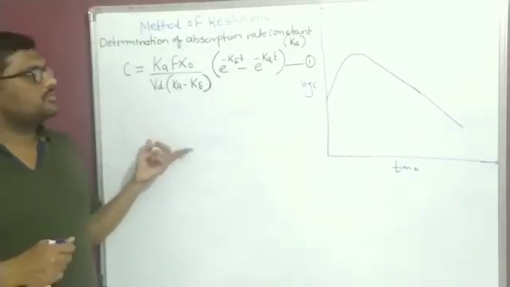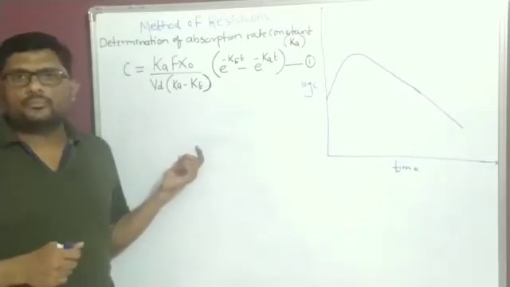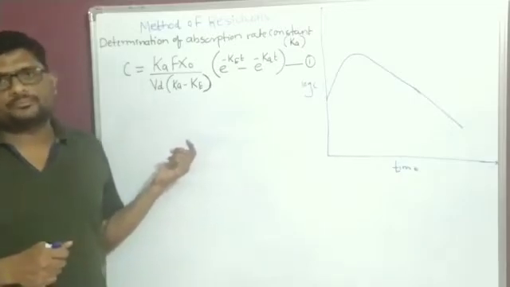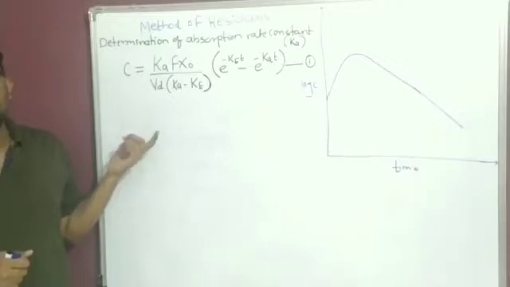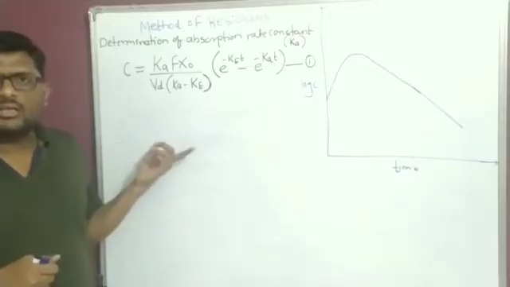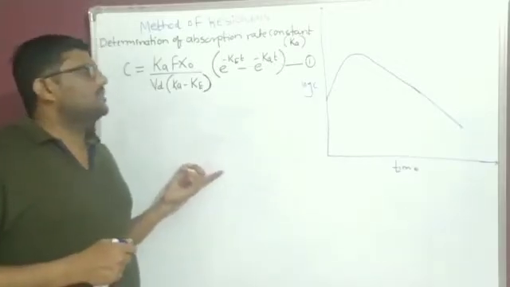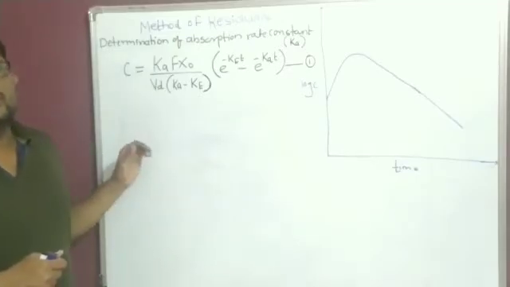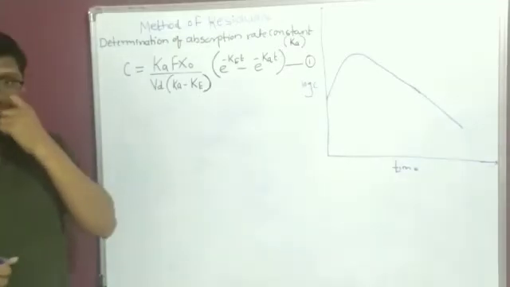Now we'll see the method of residuals. It is also called feathering, peeling, and stripping. It is commonly used in pharmacokinetics to resolve a multi-exponential curve into its individual components.